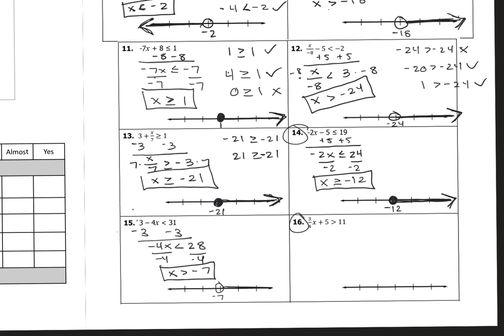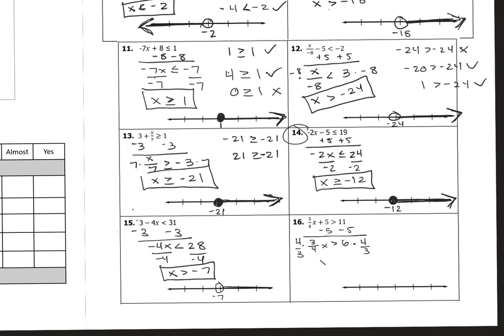All right, and for the last example, we have 3/4 x plus 5 is greater than 11. So we're going to subtract 5 from both sides. 3/4 x is greater than 6. Remember to get rid of a fraction from yesterday, we're going to multiply by the reciprocal. So we're going to multiply by 4 over 3.